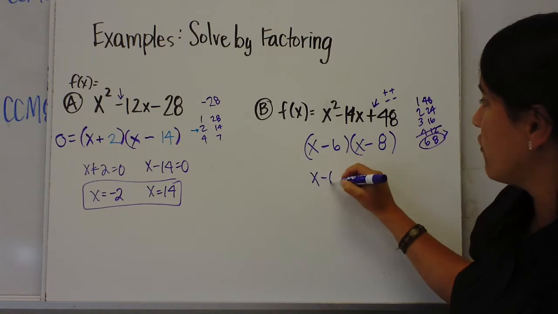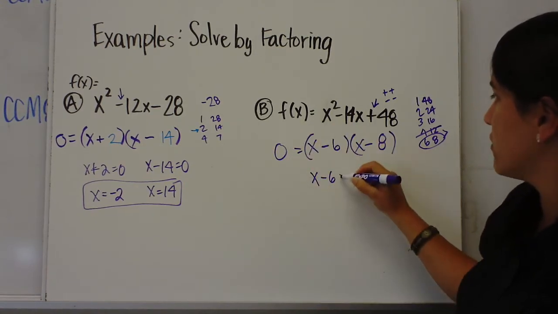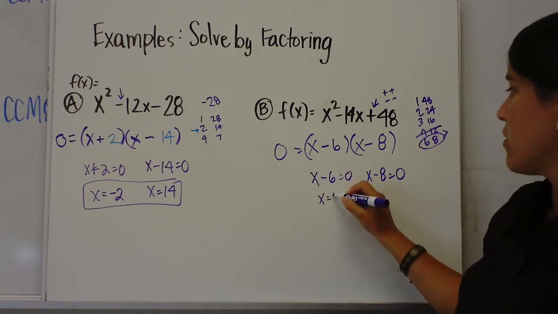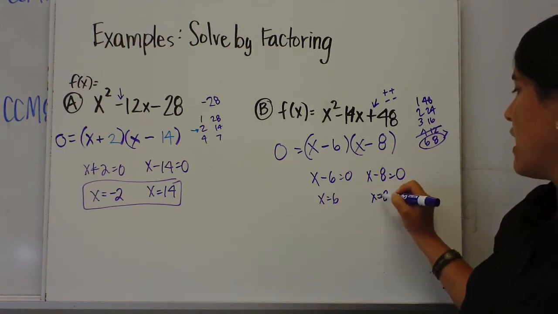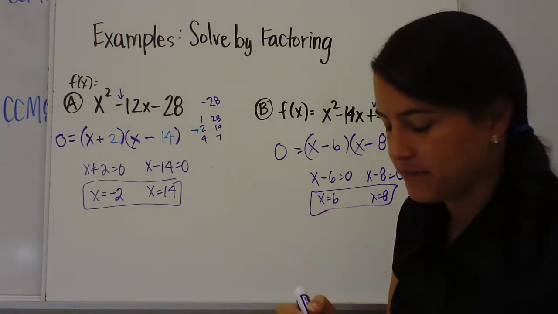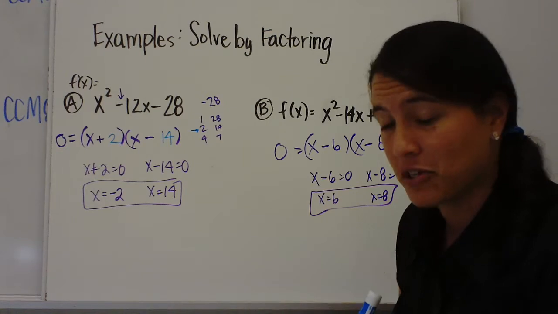And then to solve, you would set them equal to 0. This would equal 6, and this would equal 8, so that means my answers are 6 and 8. Okay, let me show you some more.